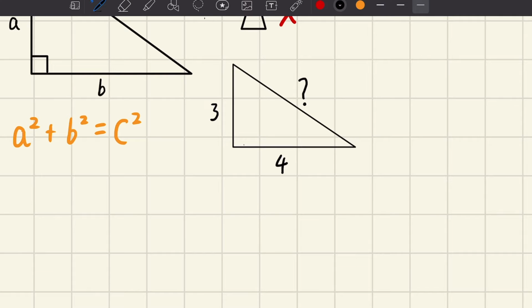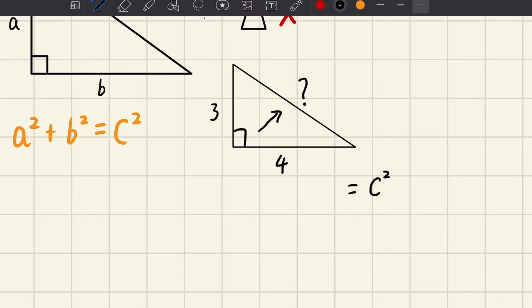Okay, so now let's use the Pythagorean theorem to solve some example questions. So here we have a right triangle, and one side is 3, one side is 4. We need to find the missing side. Here we know that the missing side is the hypotenuse because it is opposite to the right angle. So 3 and 4 are the short sides. So we can say that the hypotenuse, which is c squared, is equal to a squared plus b squared.